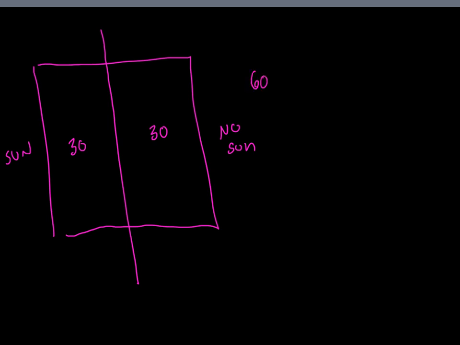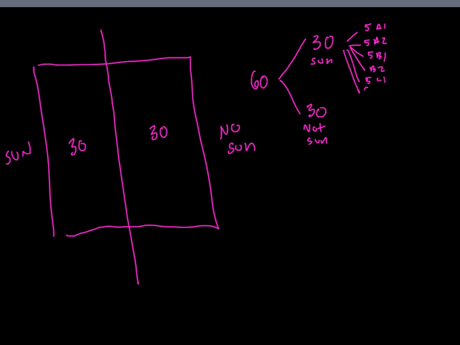So here's my 60 plots of grass, or plots of land, whatever, and these 30 are in the sun, and these 30 are not in the sun. So now what I do is, of the 30 in the sun, I have to make sure 5 get A 1 time a day, 5 get A 2 times a day, watering, 5 get B once, 5 get B twice, 5 get C once, 5 get C twice. And then I have to do the same thing here.